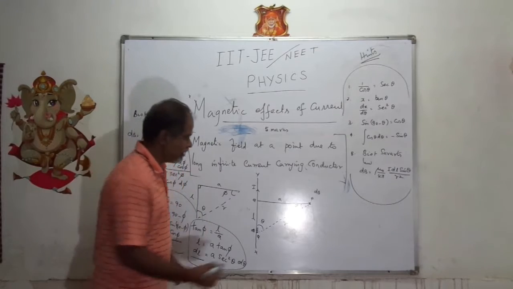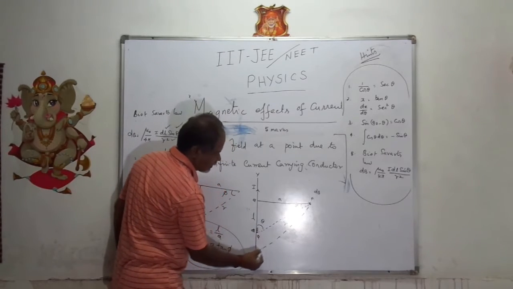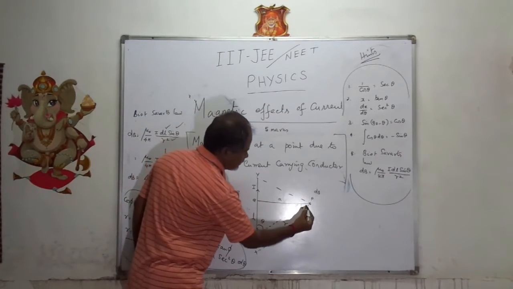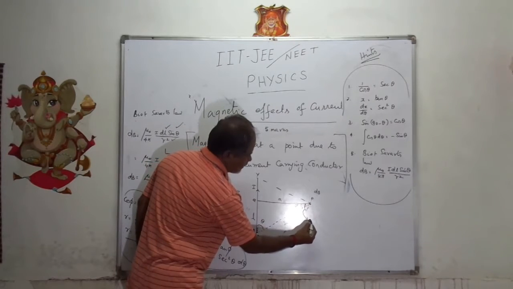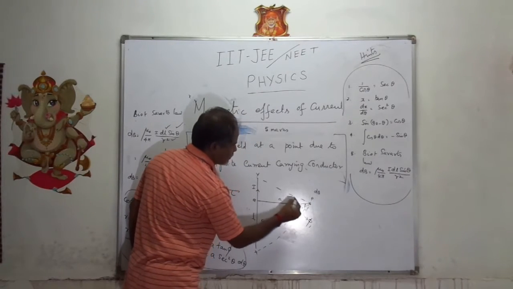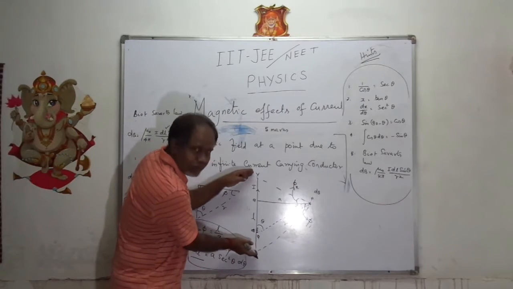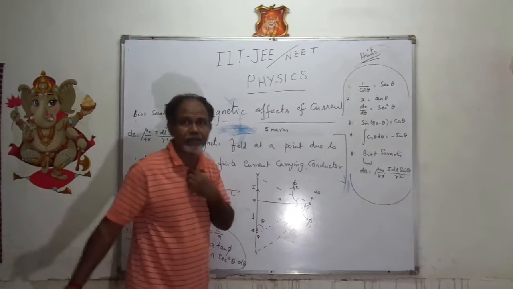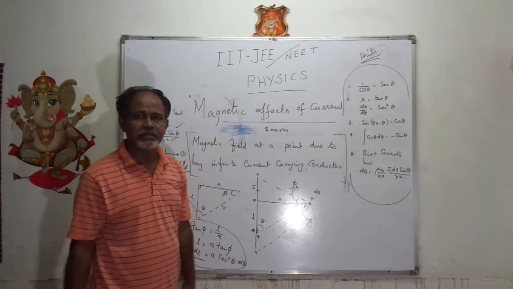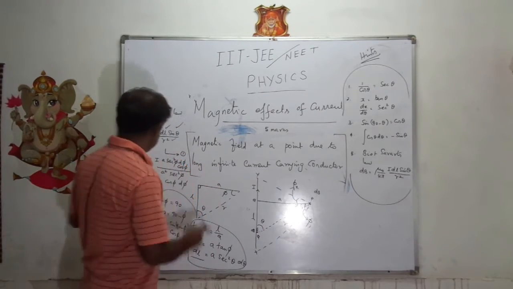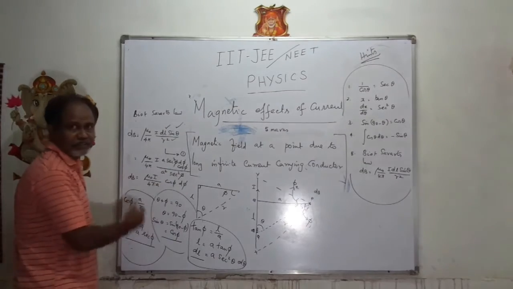What do we need? We need the magnetic field produced by the whole wire. Whole wire, this is phi 1, this is phi 2. I need the total wire's magnetic field. I am going to find it. How do you find it? Just integrate this value.